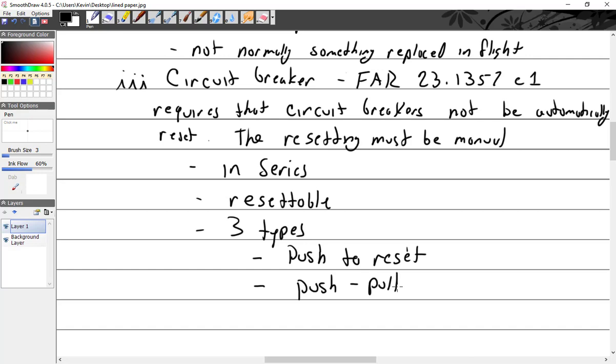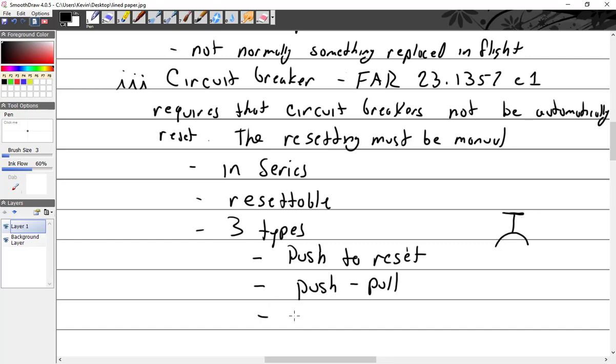The push-pull actually has a little piece on it, a little hat, where you can grab it and pull it out. So that's the push-pull. As a pilot or a mechanic, if you want to lock something out, you can grab it, pop it, and pull it out on your own. A push-to-reset doesn't do that. You can't pull it out. It just pops out when it exceeds its design limit.